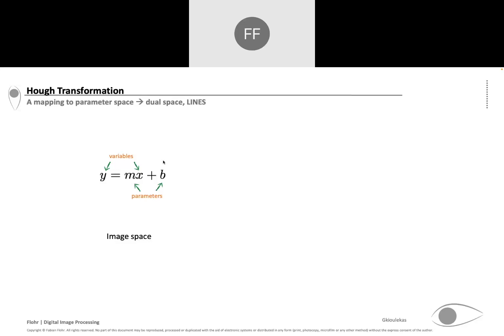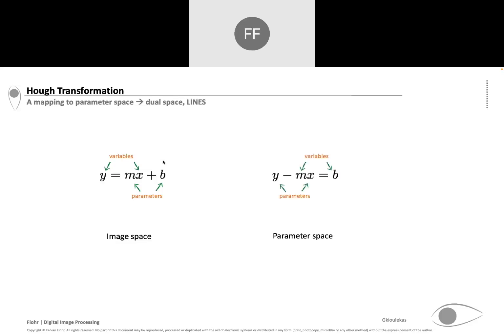There are two spaces basically, right? There's the image space, and a line in the image space, you all know, is described with the parameter m and b, and our variables in the image space, which is the image location, is y and x. So setting the parameter m and b will give us a line here in the image space.